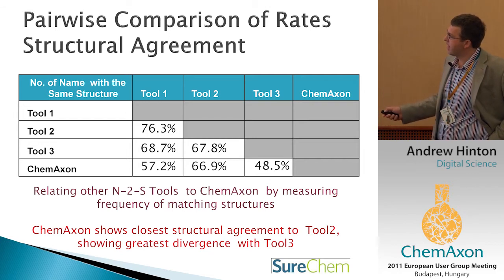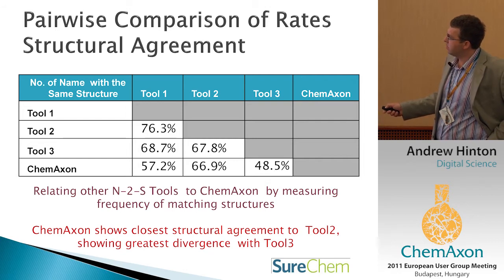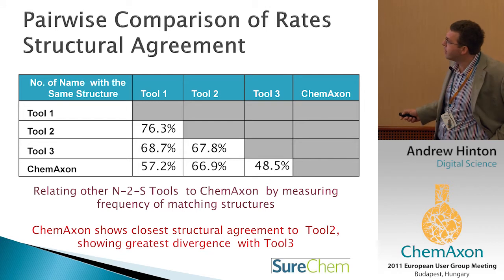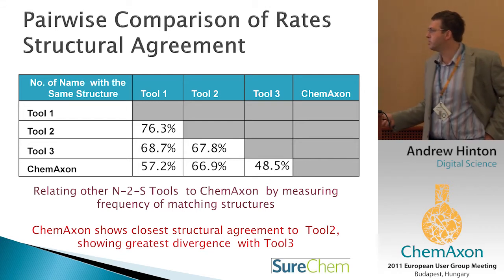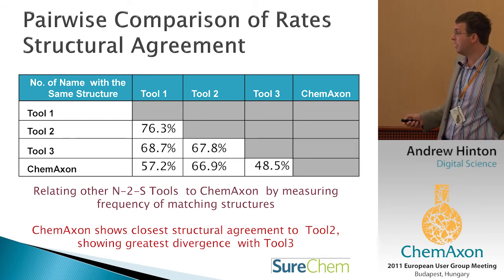So if we just focus on what ChemAxon is contributing, we see that tool 1 overlaps with ChemAxon about 57% of the times where there's a name with the same structure. Tool 2 is a little bit higher, 66 or 67%, and with tool 3, it's quite a bit lower, less than 0.5%. And by measuring the frequency of matching structures, what you're able to do is, in a broad way, relate the different naming tools that we use to each other.